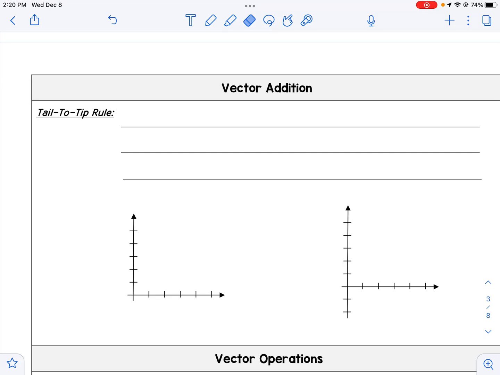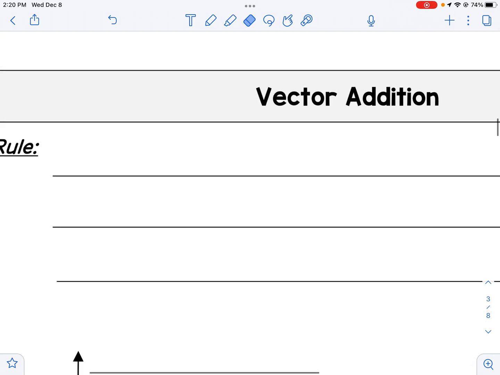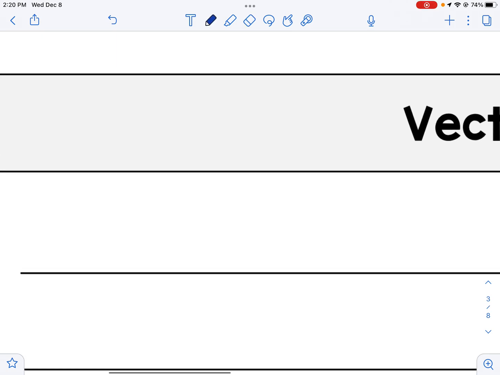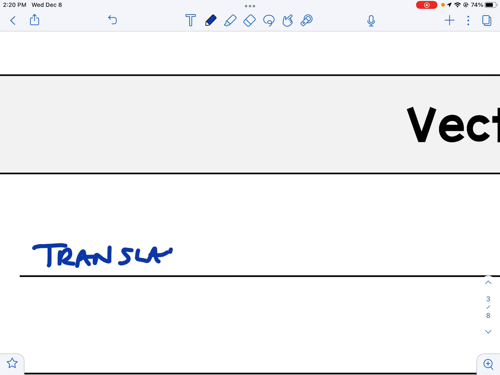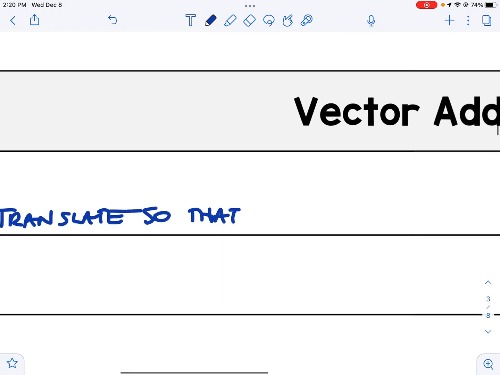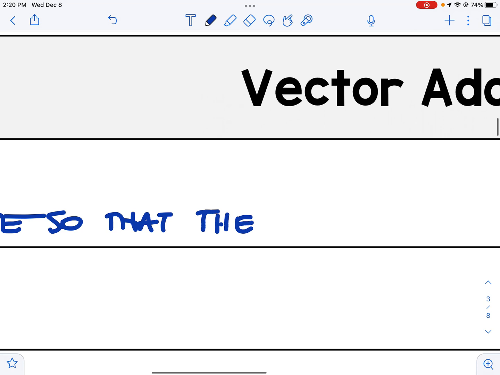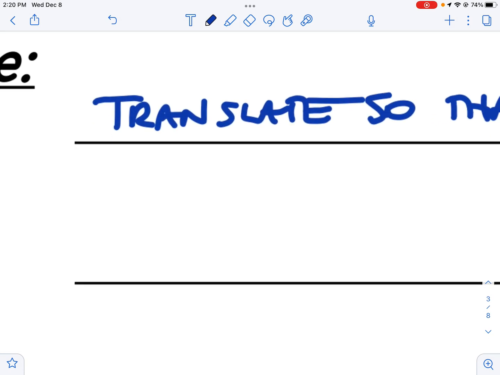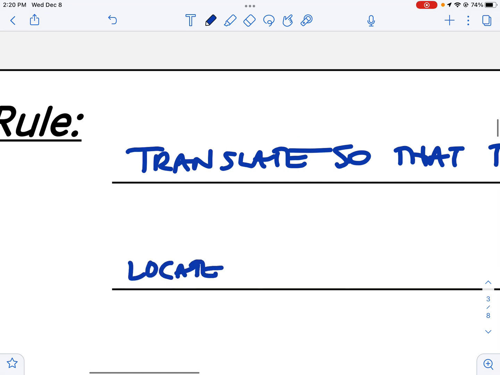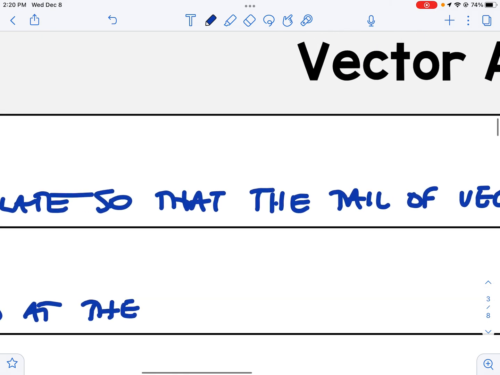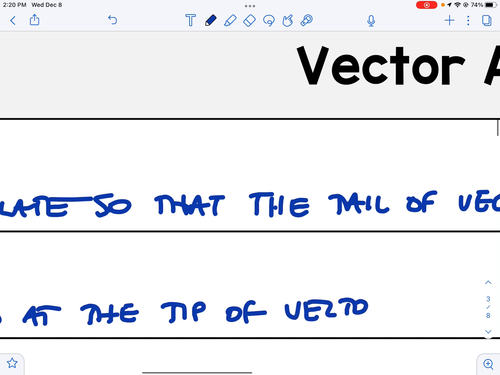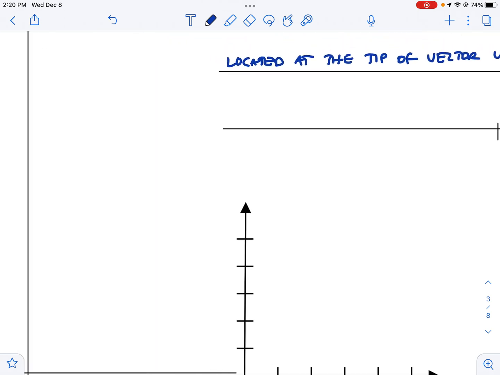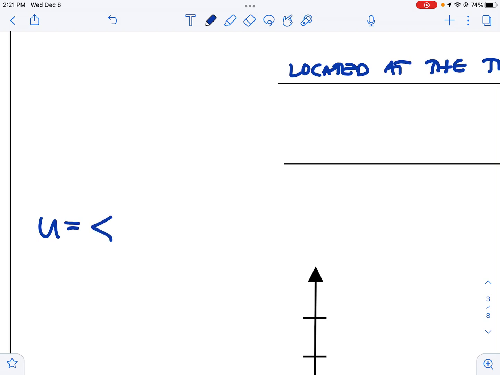Okay, so here we are with the second part of these vector notes. The tail-to-tip rule for vector addition. What we're going to do there is translate vector v so that the tail of vector v is located at the tip of vector u. All right, so what that looks like here is, let's say we have vector u defined as 4, 1, and let's say we have vector v defined as 1, 3.